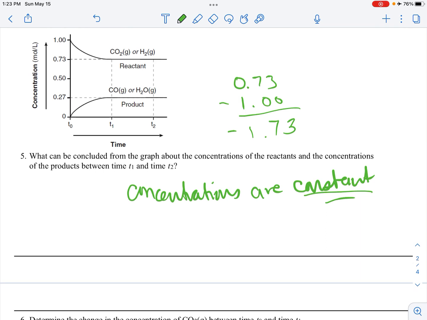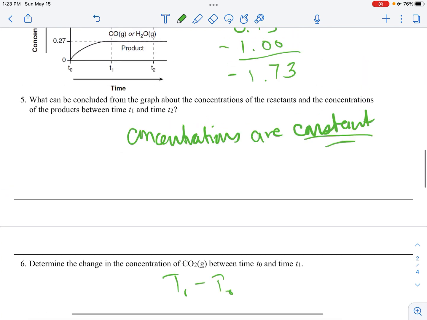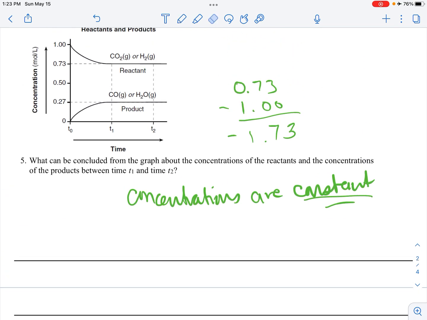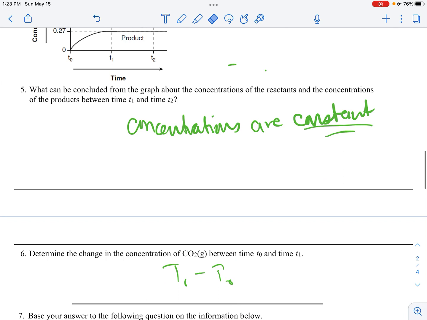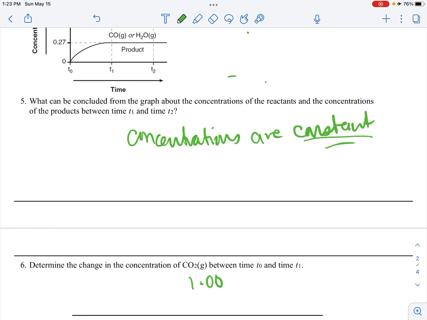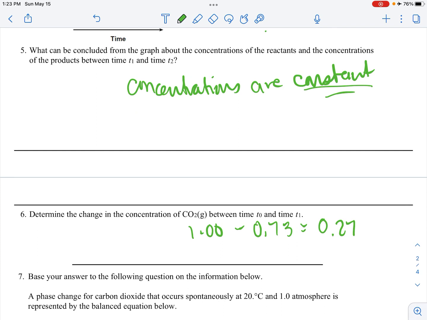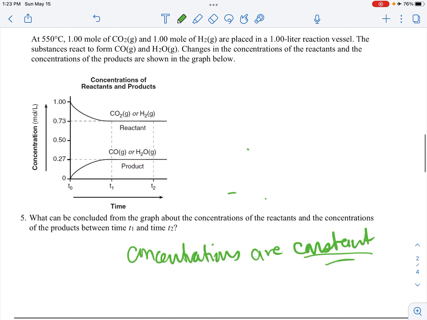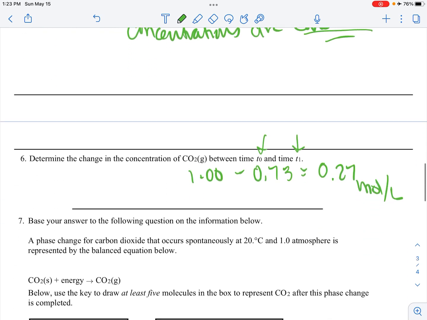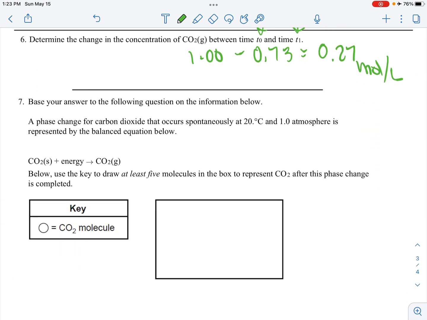Oh, wait, sorry. I did T0 and T1. Oh, oops. I did it backwards. Sorry. Because it told me how to do it. Don't listen to me. I made a mistake. It said T0 and T1. So start at T0, which is 1. Then we're at 0.73. So then you get a difference of 0.27. Sorry about that. I was trying to do T final minus T initial, and we just had to go from where you start and where you end. Now, you should really have some units, so that's moles per liter, which you get from here.